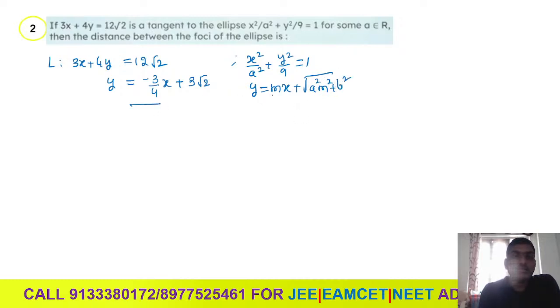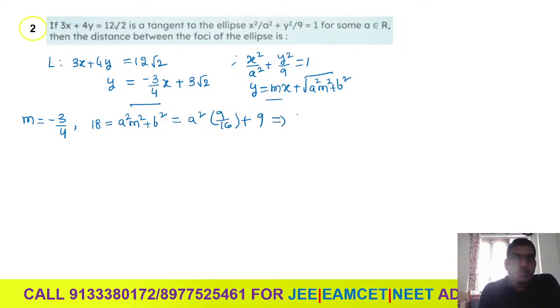This is the given tangent line, and this is the standard form of the tangent line to the ellipse. From this we can get m equals negative 3 over 4, and c square, that is 3 times square root of 2 whole square, 9 times 2, 18, which equals a square m square plus b square. We know a square is a square only, m square is 9 over 16, plus b square is 9.